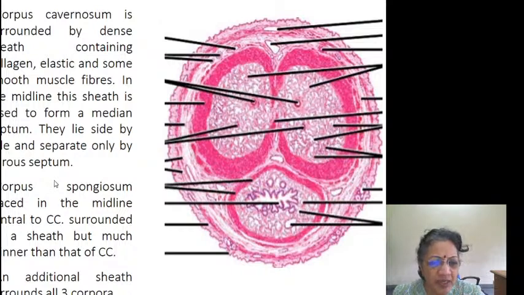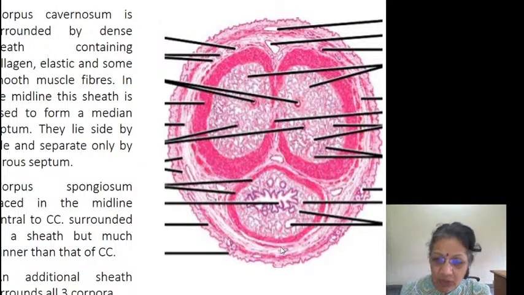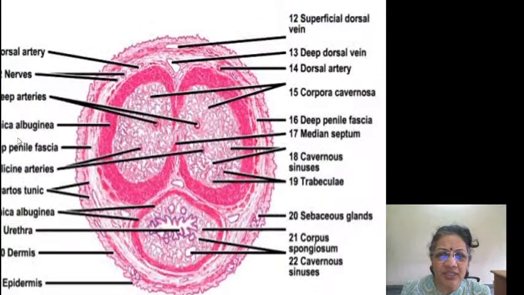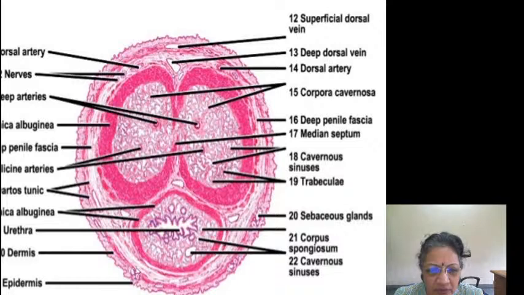The spongiosum is surrounded by a much thinner sheath and lies ventral to both of them. It lies in the midline. And an additional sheath, thinner one, surrounds all three of them together. That's what I said. So this is the general structure. So let's look at all of the labelings. So like I said, deep arteries of the penis, one in each corpus cavernosum. A dorsal artery should have been there.